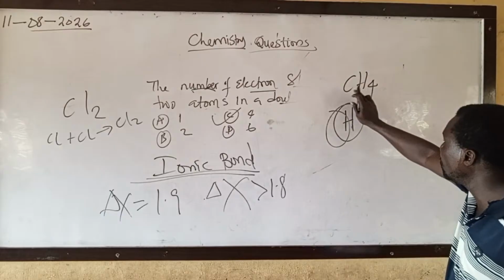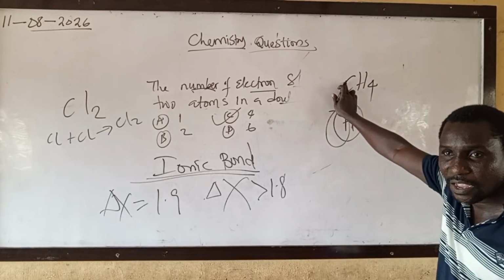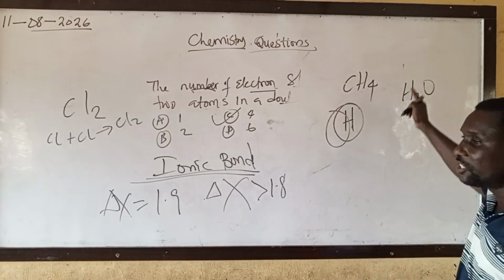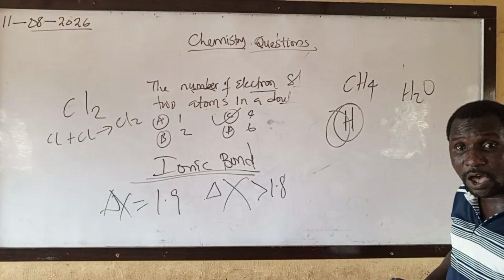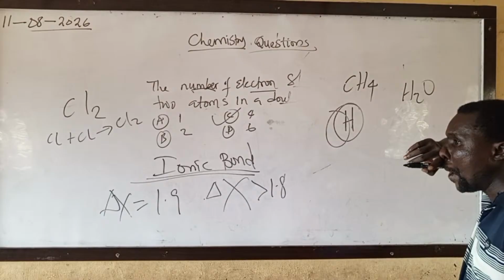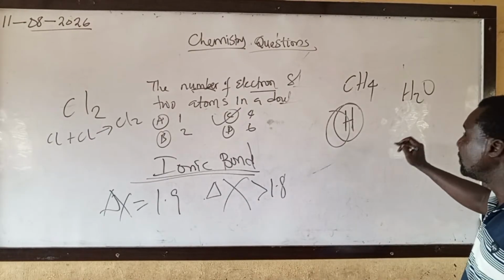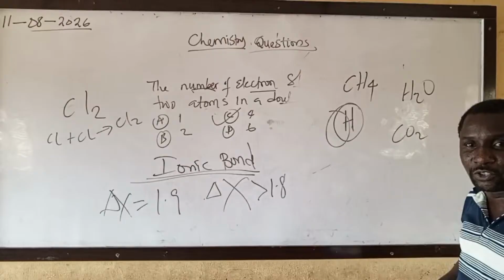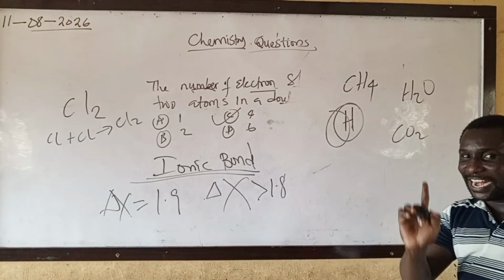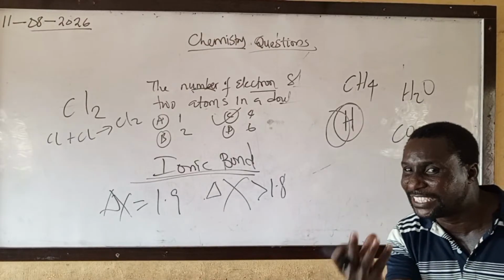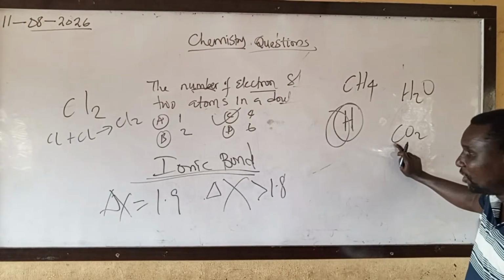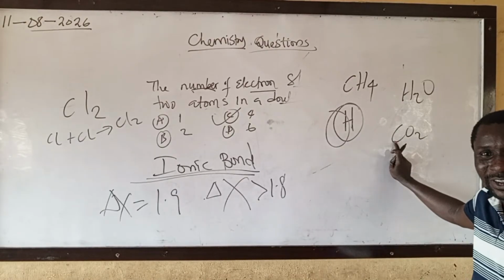Now, which one is the central atom here? That's C, carbon. If I have H2O, which one is the central atom here? If I have CO2, which one is the central atom? Yeah, you don't know it. Why? Another condition: an element that has low electronegativity can be the central atom. Between these two, the electronegativity of carbon is smaller than oxygen. Therefore, carbon is the central atom.